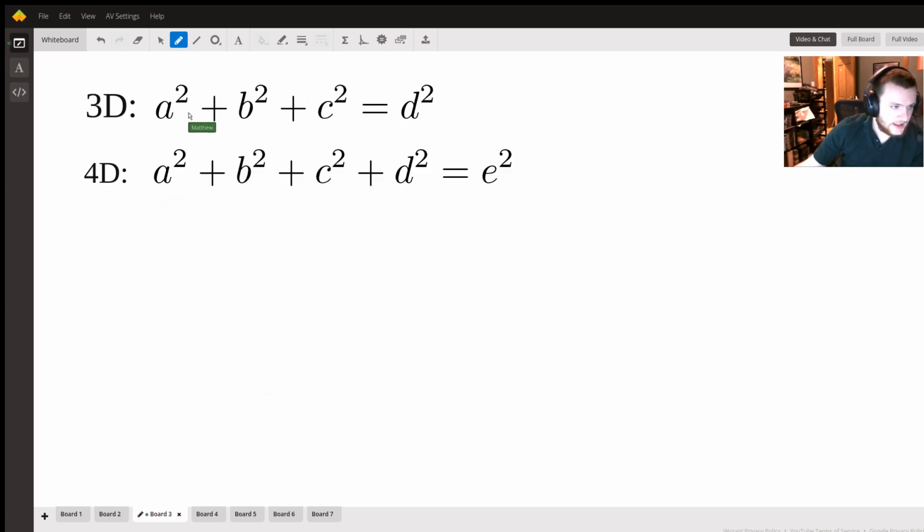And so in 3D we get A squared plus B squared plus C squared equals D squared. In 4D we would get this except with E. And basically, as we add dimensions, we can just add the squared value on.